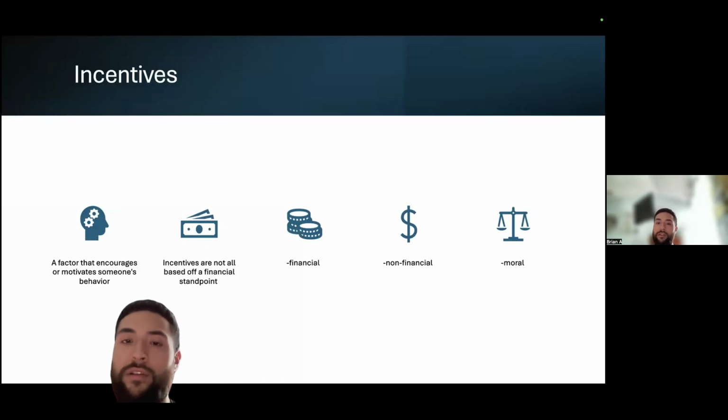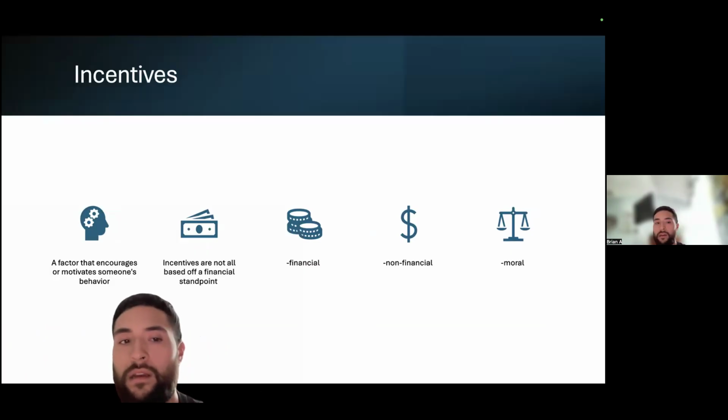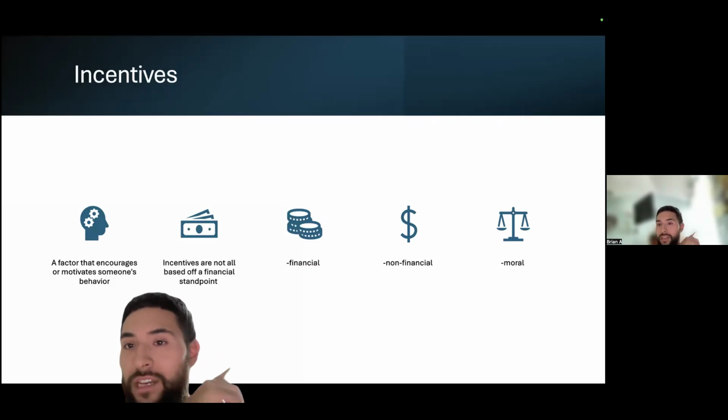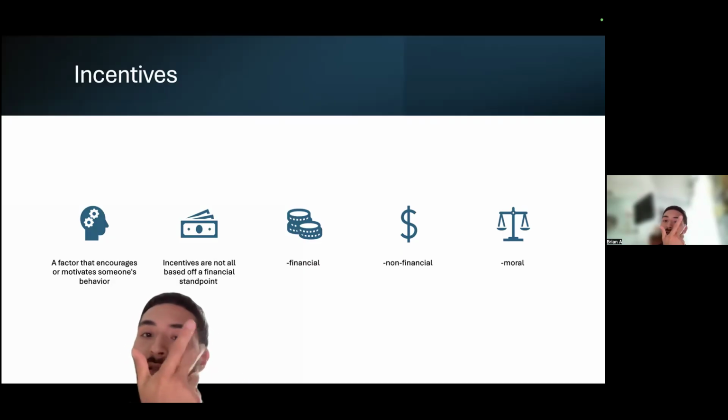And lastly, our third topic, incentives. I wouldn't say incentives are bribery, but incentives are defined as factors that encourage or motivate someone's behavior. Now, incentives are not all based off financial standpoints. There are three types of incentives, and I have written them down here: financial, non-financial, and moral.